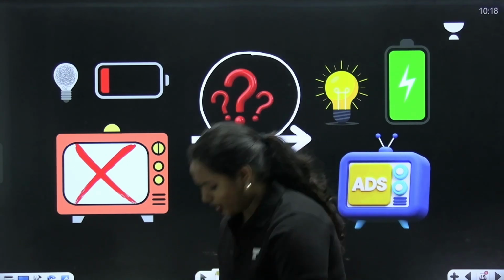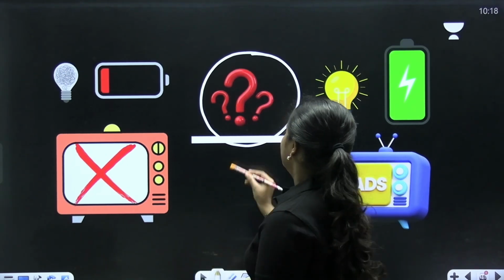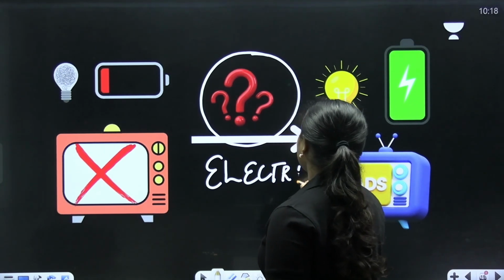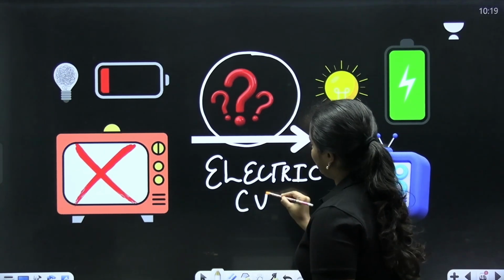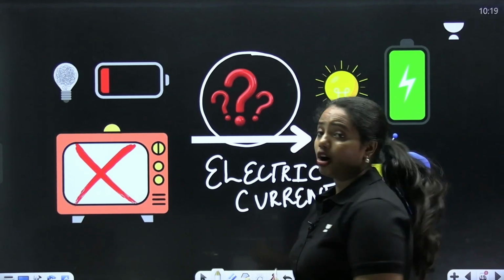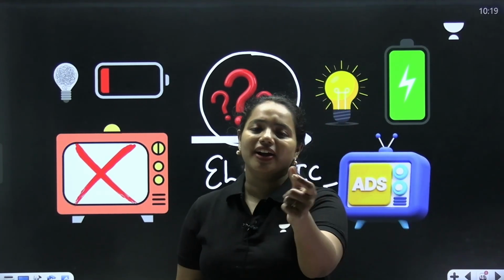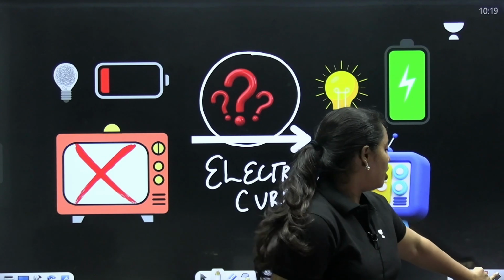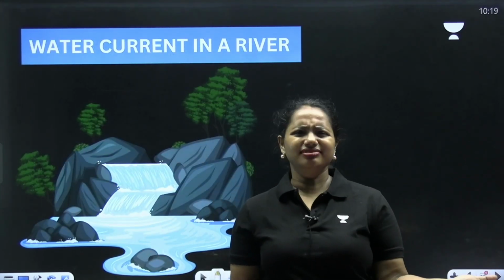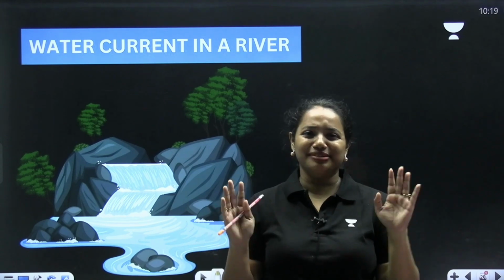So let me write it down for you. Electrical energy or electric current has to be supplied for the proper working of these appliances. Am I right? Yes. So now what we are going to learn is all about the water current in a river. Why is it needed? Don't worry, let me break it down for you.